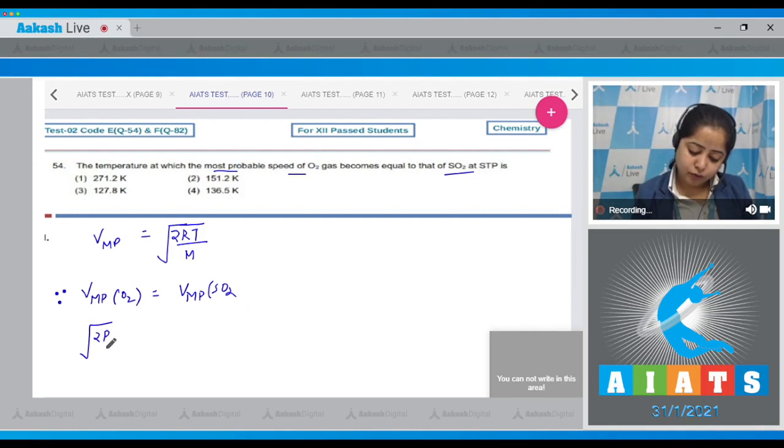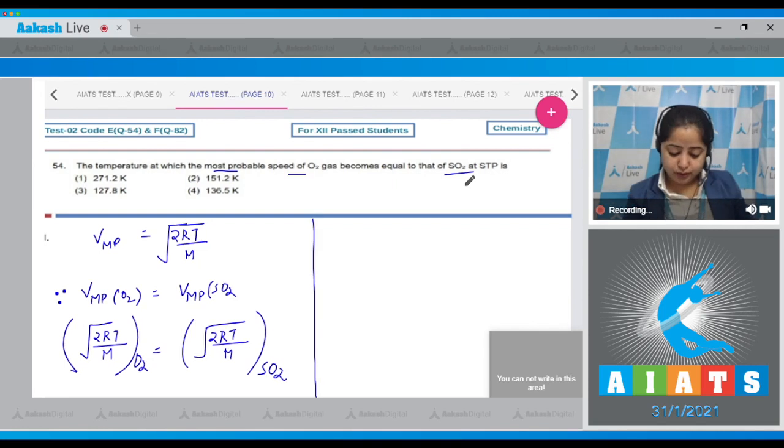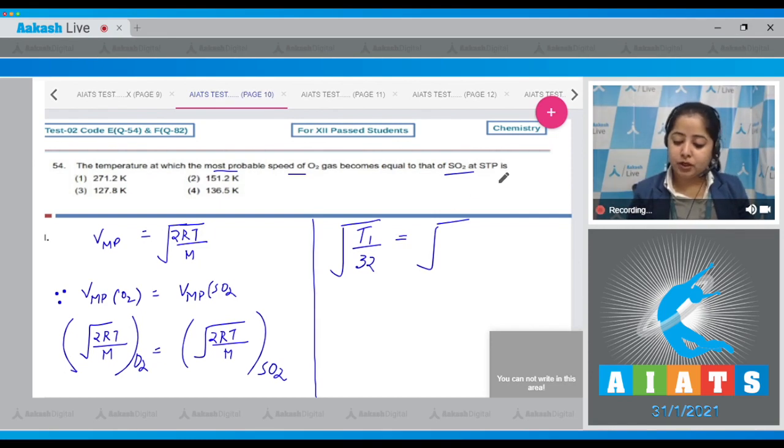That means under root of 2RT upon M for O2 is equal to under root of 2RT upon M for SO2. So students, let's put the values here. We have to calculate the temperature for O2. So T1 upon the molar mass of O2, which is 32, is equal to under root of temperature, here it is STP, that means 273, and the molar mass of SO2 is 64. So the temperature T1 is equal to 136.5 Kelvin. That means the correct answer is option number 4.